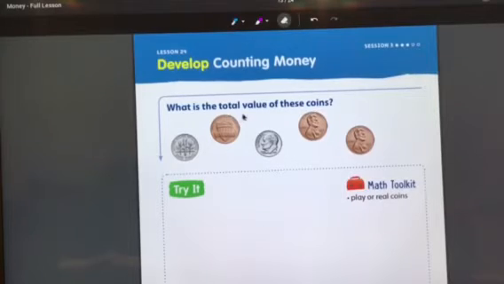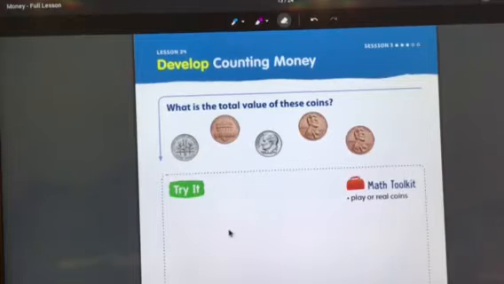This says, what is the total value of these coins? You have a dime, a penny, a dime, a penny, and a penny. You would not count these coins in this order. You always want to group your coins together that are the same, then start with the coins that are worth the most and count down to the coins that are worth the least. So when we look at this group of coins, we have 2 dimes and we have 3 pennies.